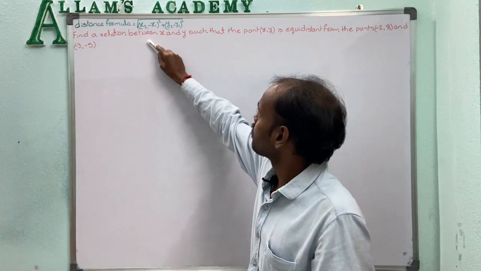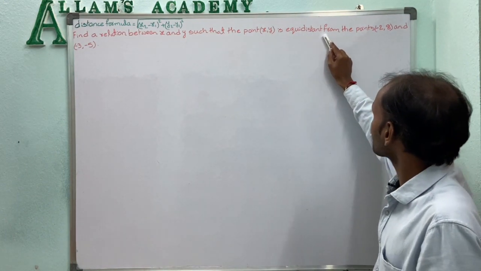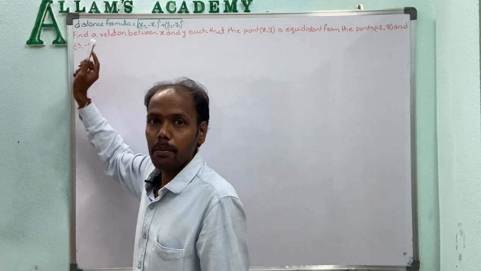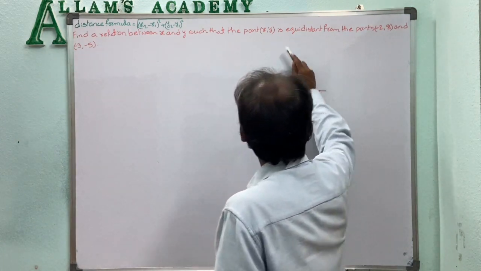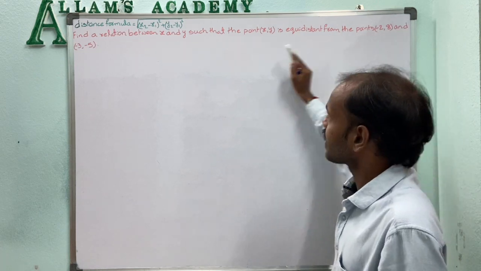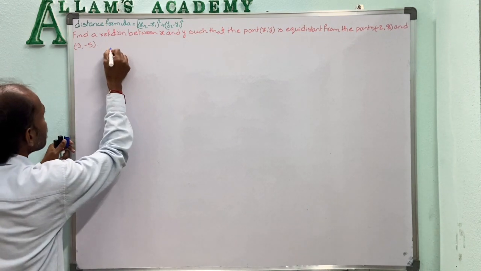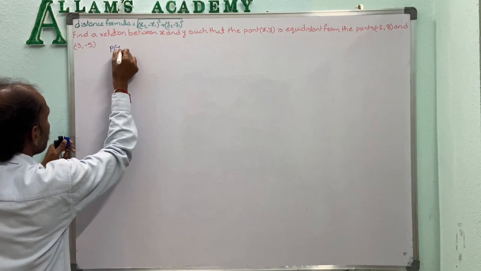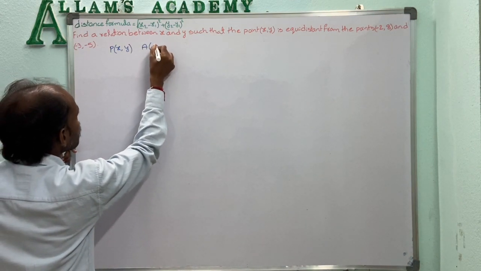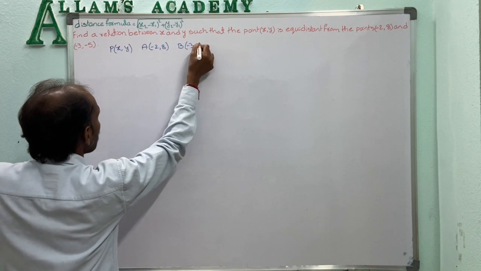Find a relation between x and y such that the point (x, y) is equidistant from the points (minus 2, 8) and (minus 3, minus 5). So now that point (x, y) has the same distance from (minus 2, 8) and (minus 3, minus 5). So that means we take this one as point P (x, y), A (minus 2, 8) and B (minus 3, minus 5).